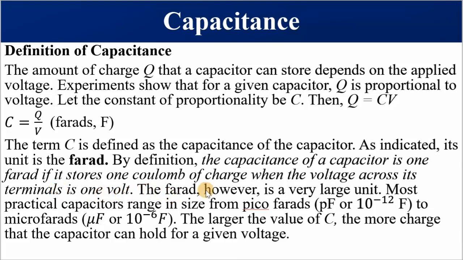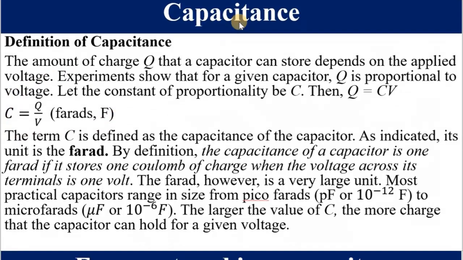But as I said, farad is too large a unit, hence you realize that we use microfarad, 10 to the power minus 6 farad. We also use picofarad, 10 to the power minus 12 farad, to represent capacitance. The larger the value of C, the more charge that the capacitor can hold for a given voltage, since we know that Q is equal to CV. Guys, you must know this by head or by heart, whatever is easier for you.